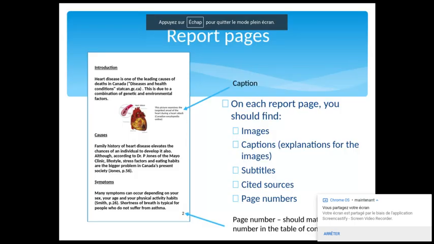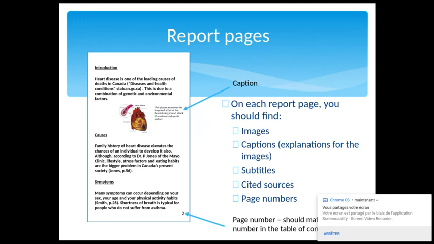All right, so we have finished our bibliography. We've done our title page, we've done our table of content, we've finished our research. Now it's time to do our report pages. So you'll notice that all report pages have subtitles, they have paragraphs, they have parentheses here with your cited sources.